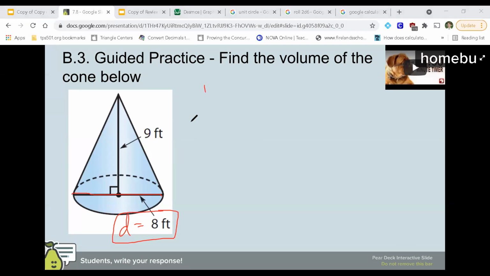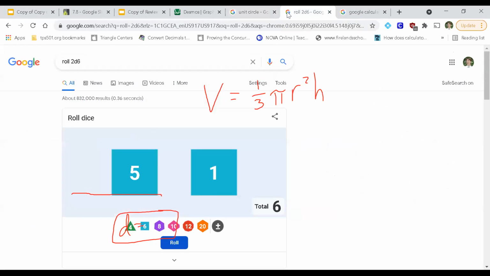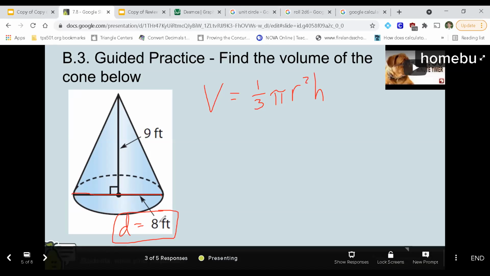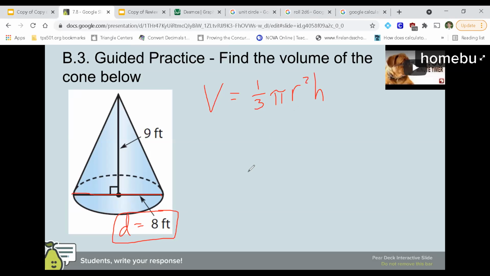Start us off. What's the first thing I need? I need the formula. Xander, your odds. Christian, your evens. If the diameter is 8, then the radius would be, thank you. That's right. So our radius is 4. And then Jacob, what's the height of our cone? Yeah. And now we just plug it in. So the volume will be 1/3 of pi times 4 squared times 9.